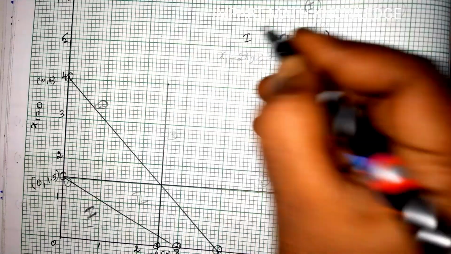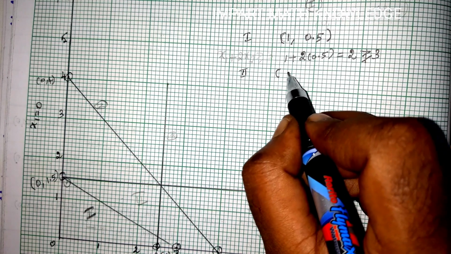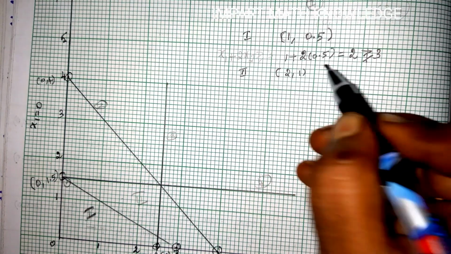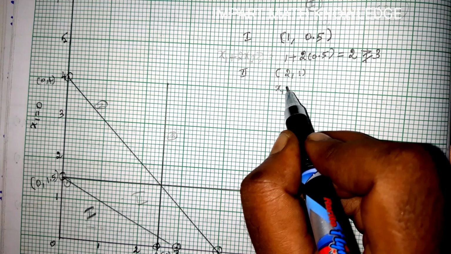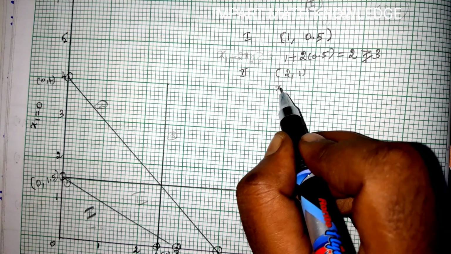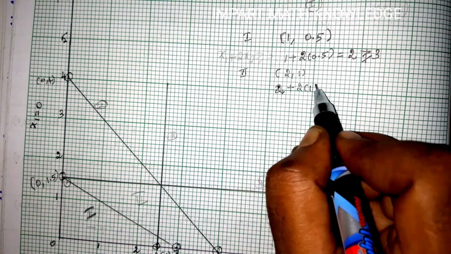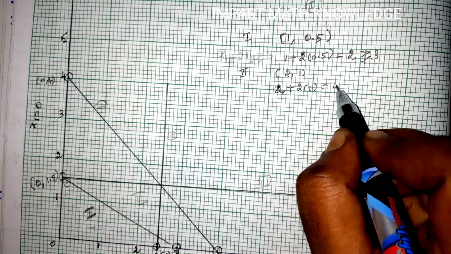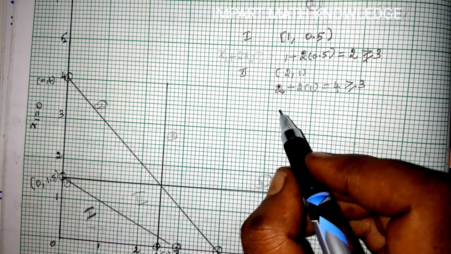That was for the first region. Now I am checking the second region. My value is 2 comma 1. I substitute in the same equation, that is for x1 the value is 2, so 2 plus 2 into 1. My value is 4. This 4 is greater than or equal to 3, so the first condition is satisfied.